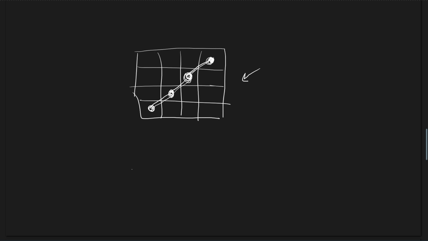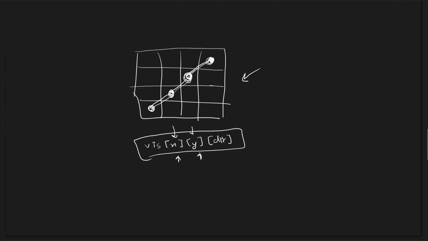So instead of just maintaining the visited array for the positions x and y, or the grid x and y, we also have to maintain the directions, right? This is a very important thing that you need to take care of, along with maintaining the visited of the indexes x and y. You also have to maintain it for the directions. Now how is this important?